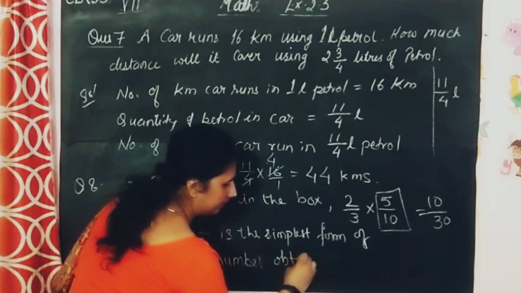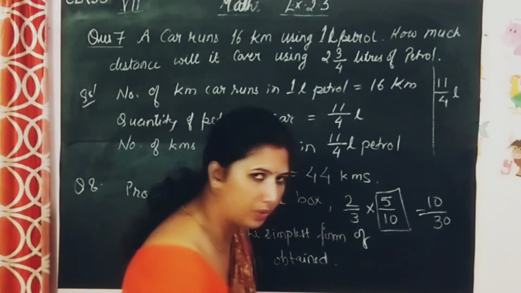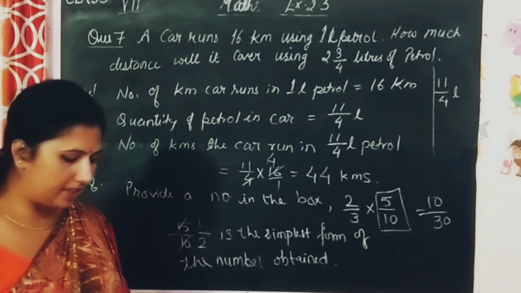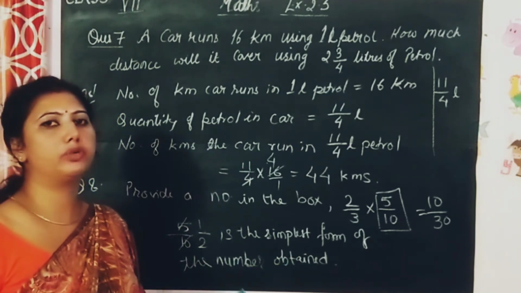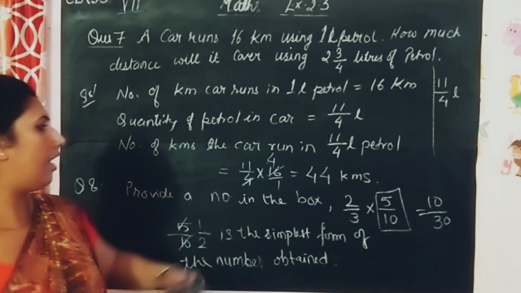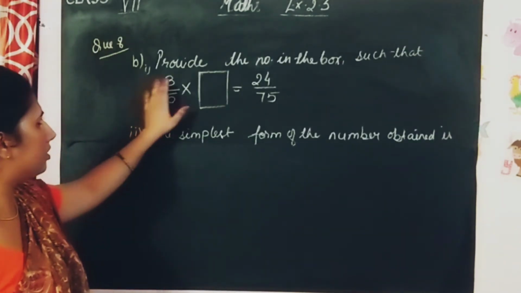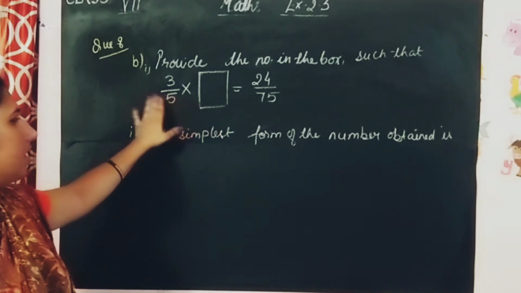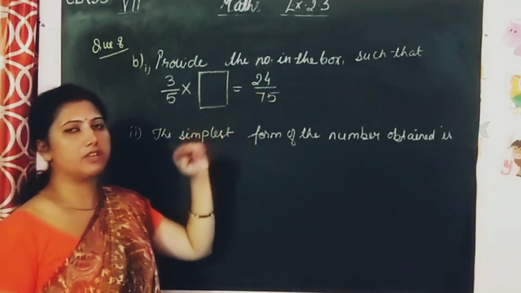Understood? Now the next part. Again it is very easy. In the next part, provide the number in the box such that 3 by 5 multiplied by dash will be 24 by 75. Again we have to do it in the same way. So in the second question, 3 by 5 multiplied by what number is 24 by 75.